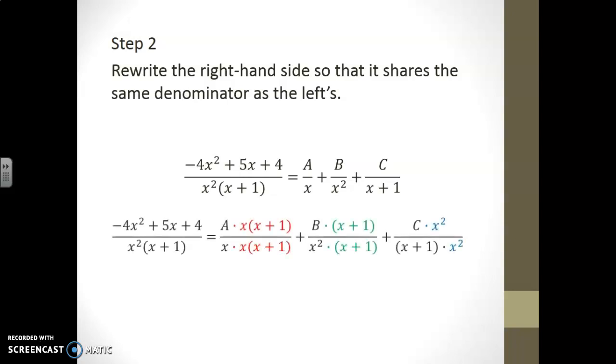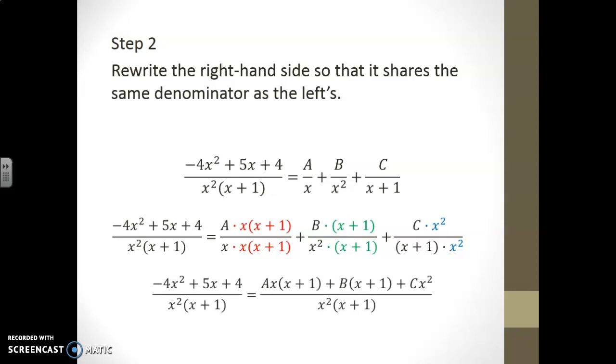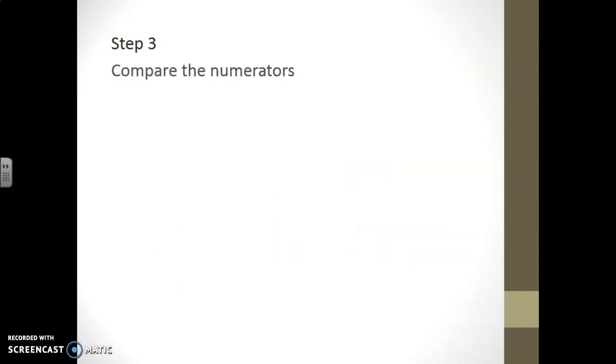c is already divided by x plus 1, but doesn't have the x squared term. We will simply incorporate the missing elements from each fraction so that the denominators left and right become all the same. And once the denominator is common to all terms, we can regroup their numerators. Now, if two fractions have the same denominator, guaranteeing their equality means we simply have to compare their numerators, and that will be step 3. Compare the numerators.